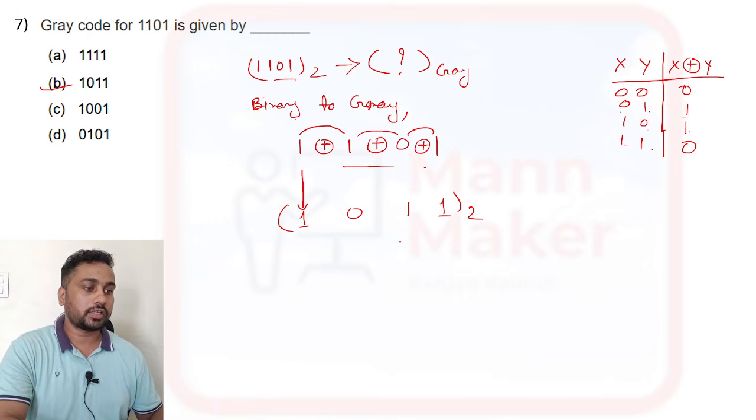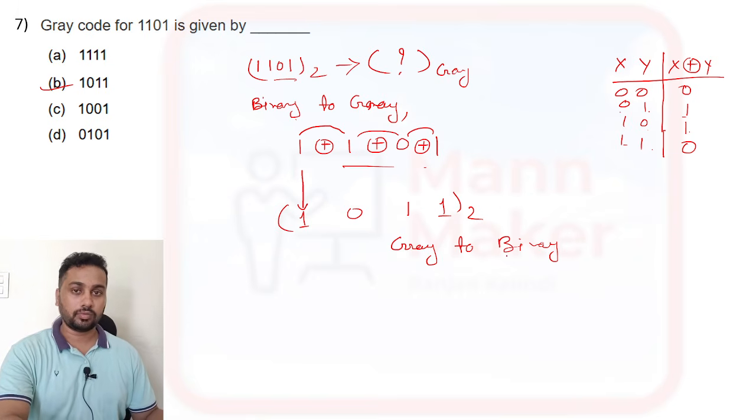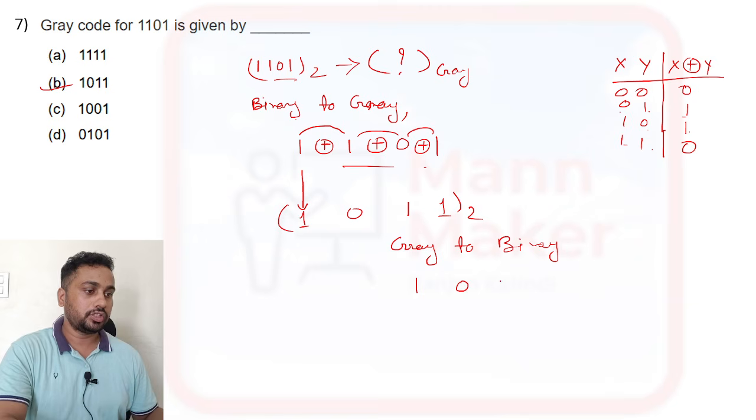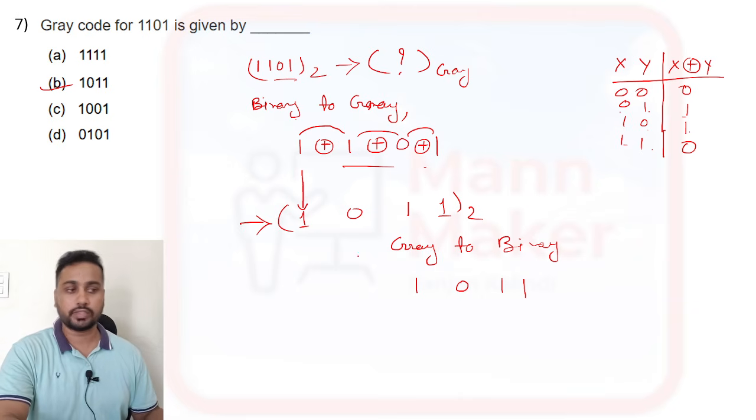Sometimes they will ask the question gray to binary. How are you going to convert from gray to binary? Suppose the same question, if they give 1011, it is in gray. Just now we have found this one, it is gray. So 1011. Now we need to find binary. So it will come as 1101.